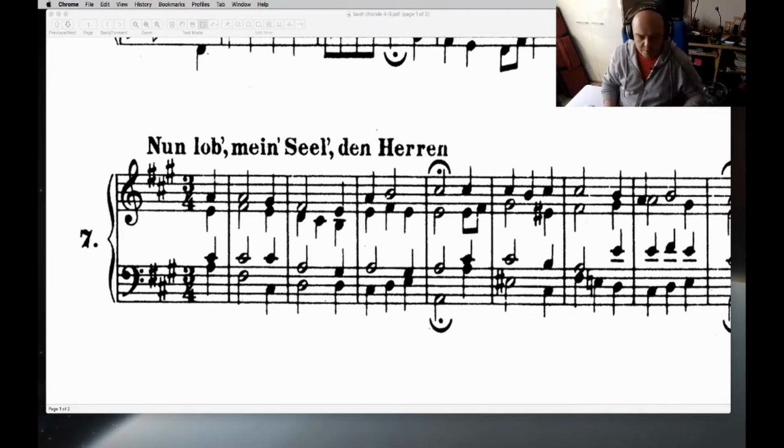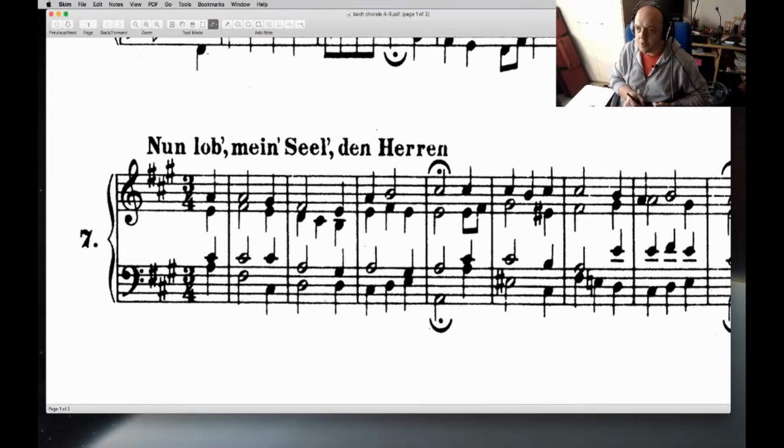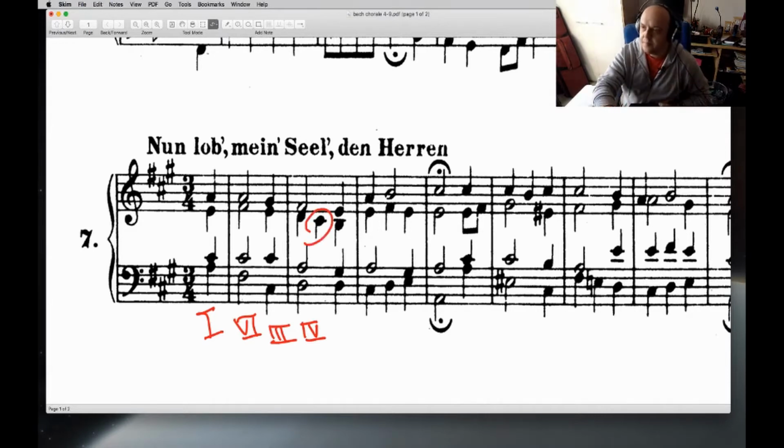Yeah, I think that's right. So what do we have? Got 1, 6. That is C sharp minor 3. Now 6, 3. Just a plain 3. Going to 4. This is a passing note, passing 7.